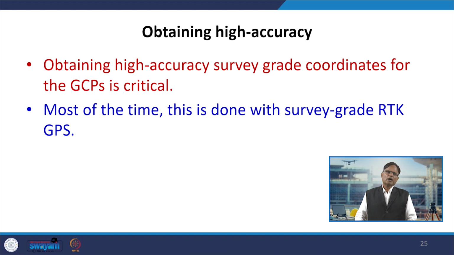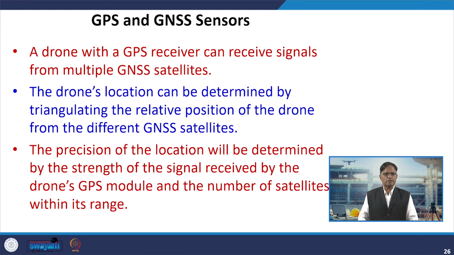How to obtain high accuracy? Obtaining high accuracy, survey grade coordinates for the GCPs is considered to be crucial, and most of the time this is done with the survey grade RTK GPS approach, which we will discuss later.